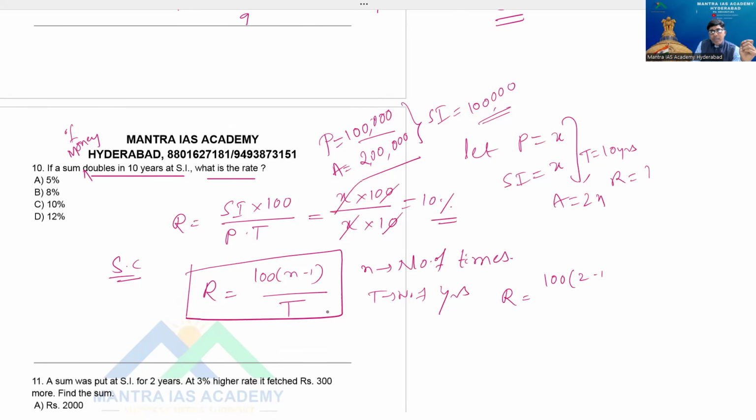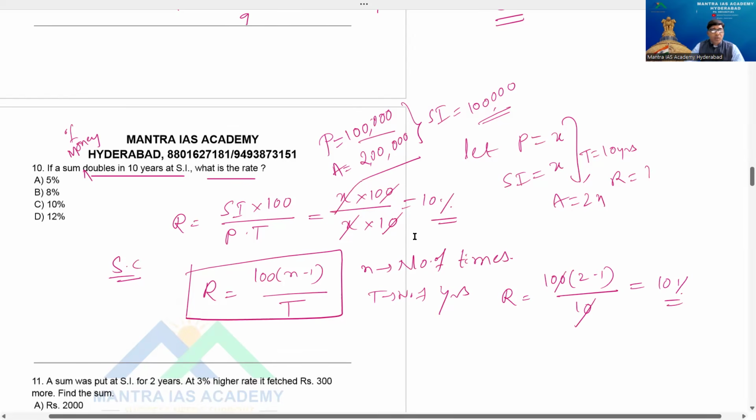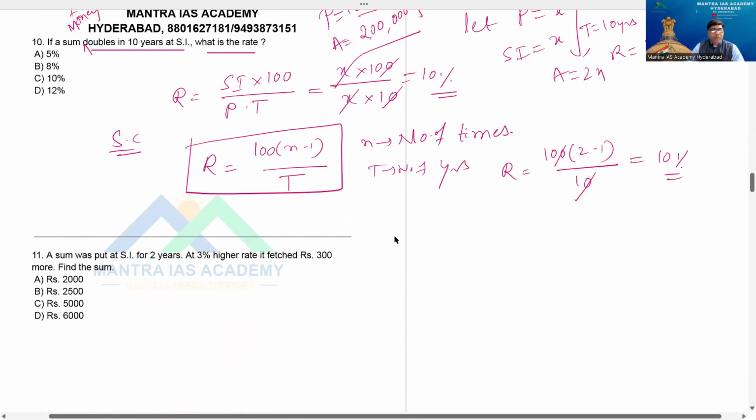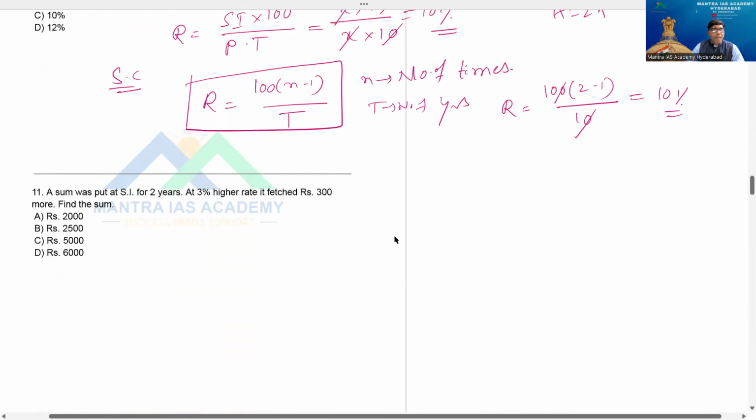This R is equal to what now? 100. Double means 2 minus 1, in how many years of time? 10. 0 cancels, 2 minus 1 is 1. So the rate is how much now? 10%. This is the better way of doing it. R is now 10%, that is the answer. That's confirmed. Issue closed. Then go to problem number 11.